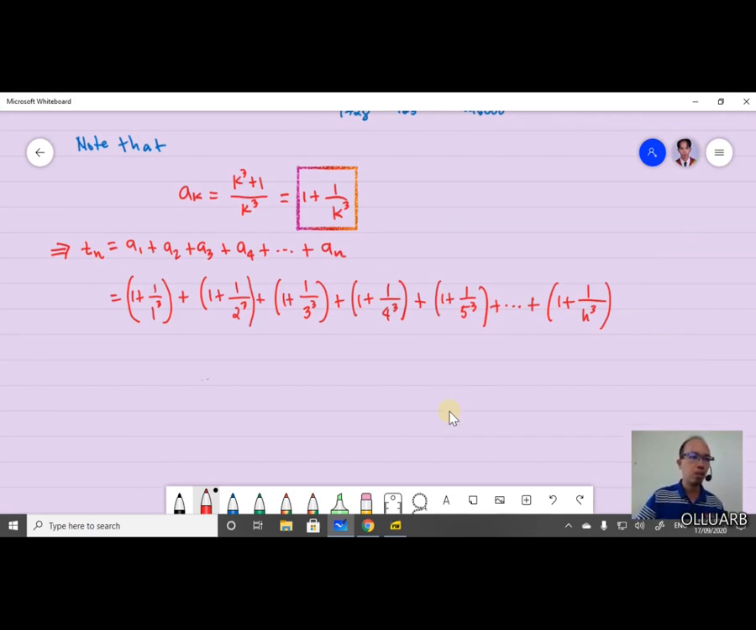So as you can see here, if we remove the grouping symbols, what we will see is this is equal to 1 plus 1 over 1 cube. Please do not simplify. 1 plus 1 over 2 cube, 1 plus 1 over 3 cube. What will happen if you simplify this? It will result in something where we can see a pattern. Okay, 1 plus 1 over n cubed.